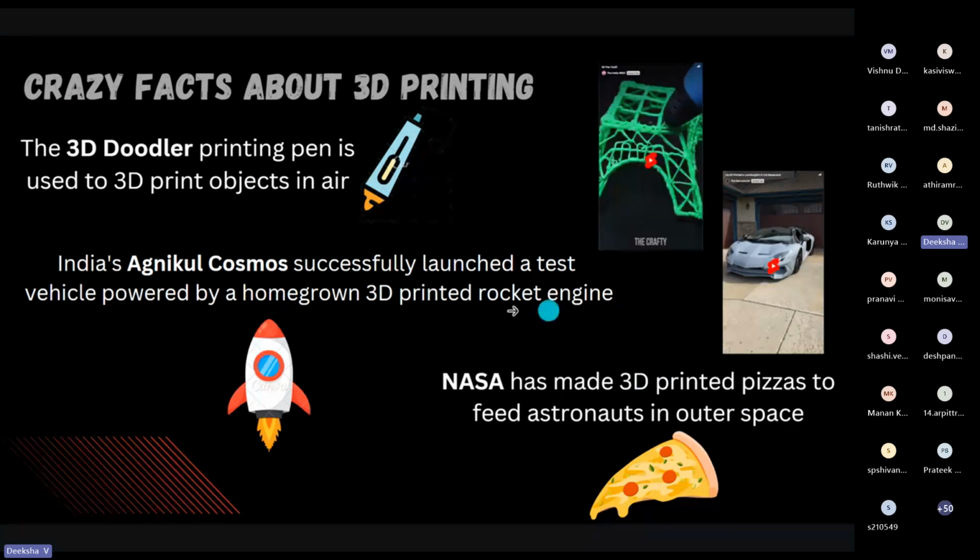And here are some crazy facts about 3D printing. I'm sure most of you would have heard about Agnikul Cosmos. It was a recent successful launch from India in Chennai, and its engine was completely 3D printed. So the rocket's engine was 3D printed and it was a success.